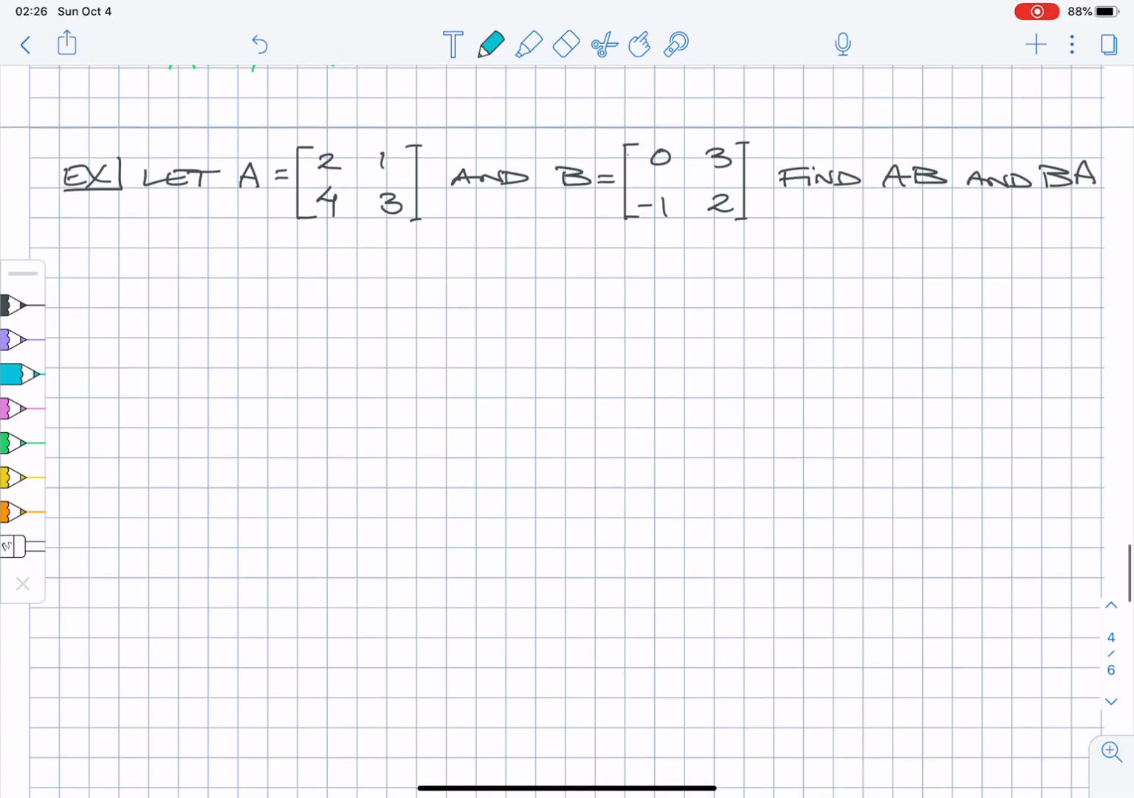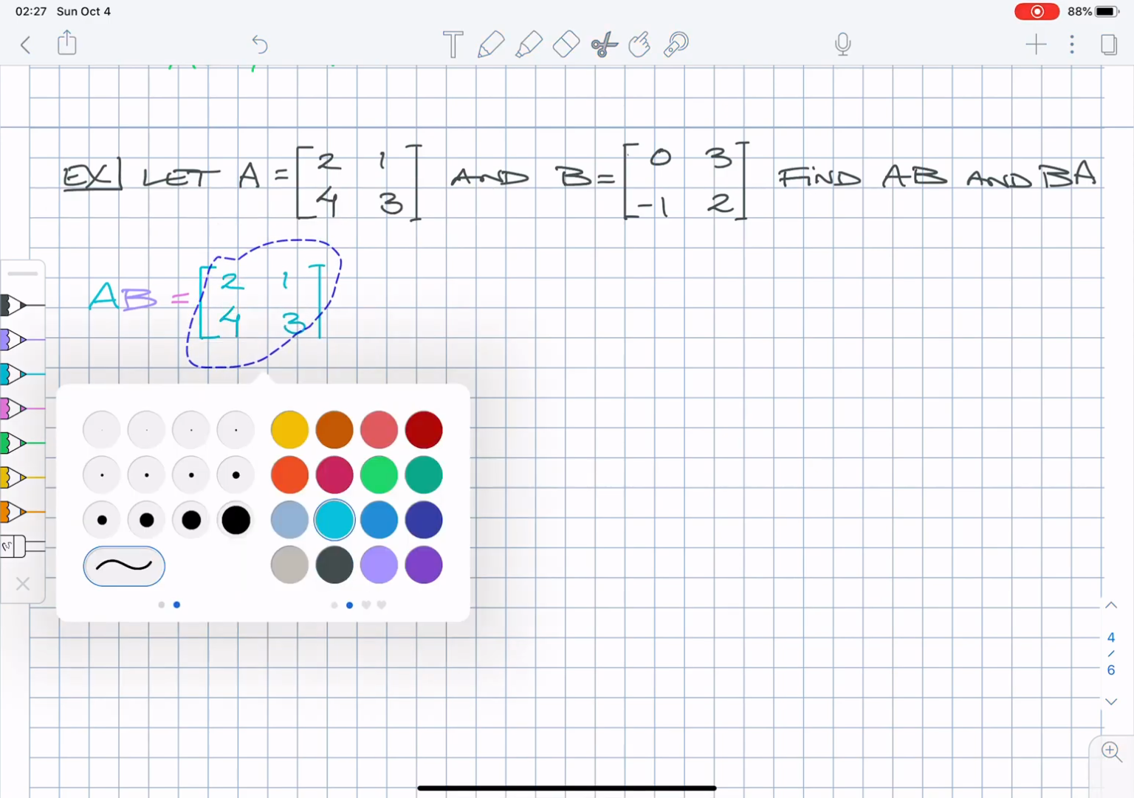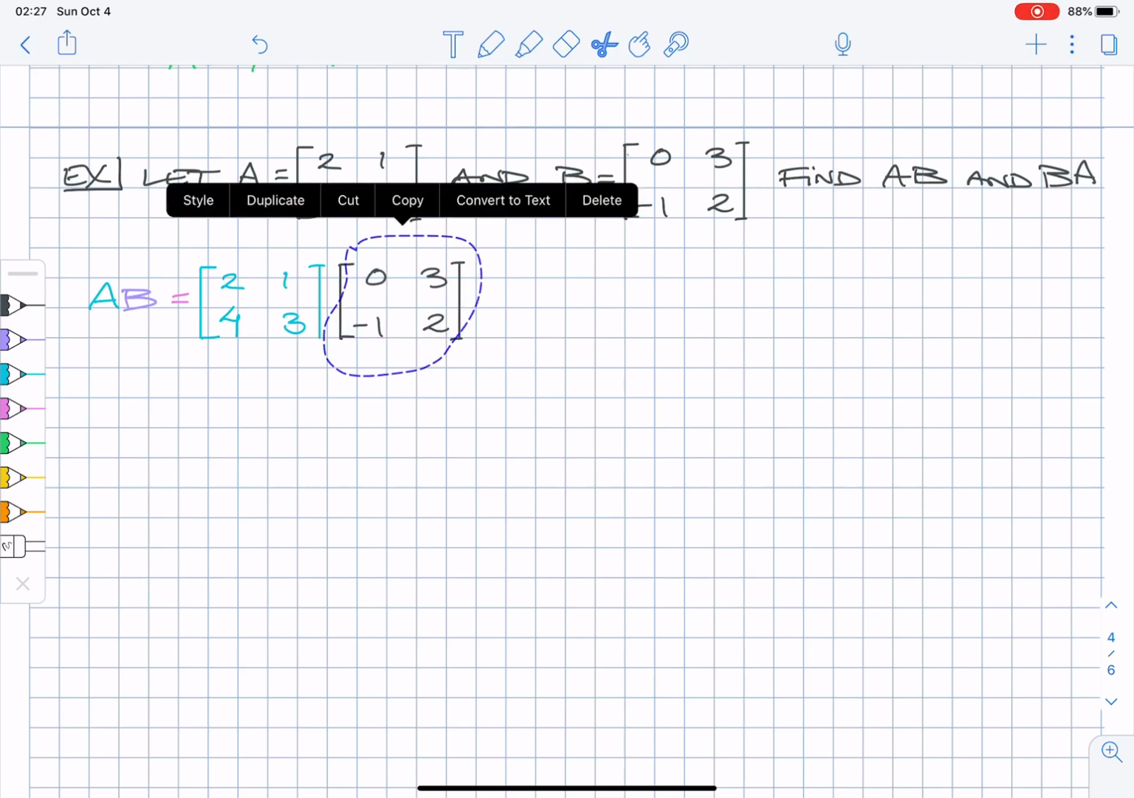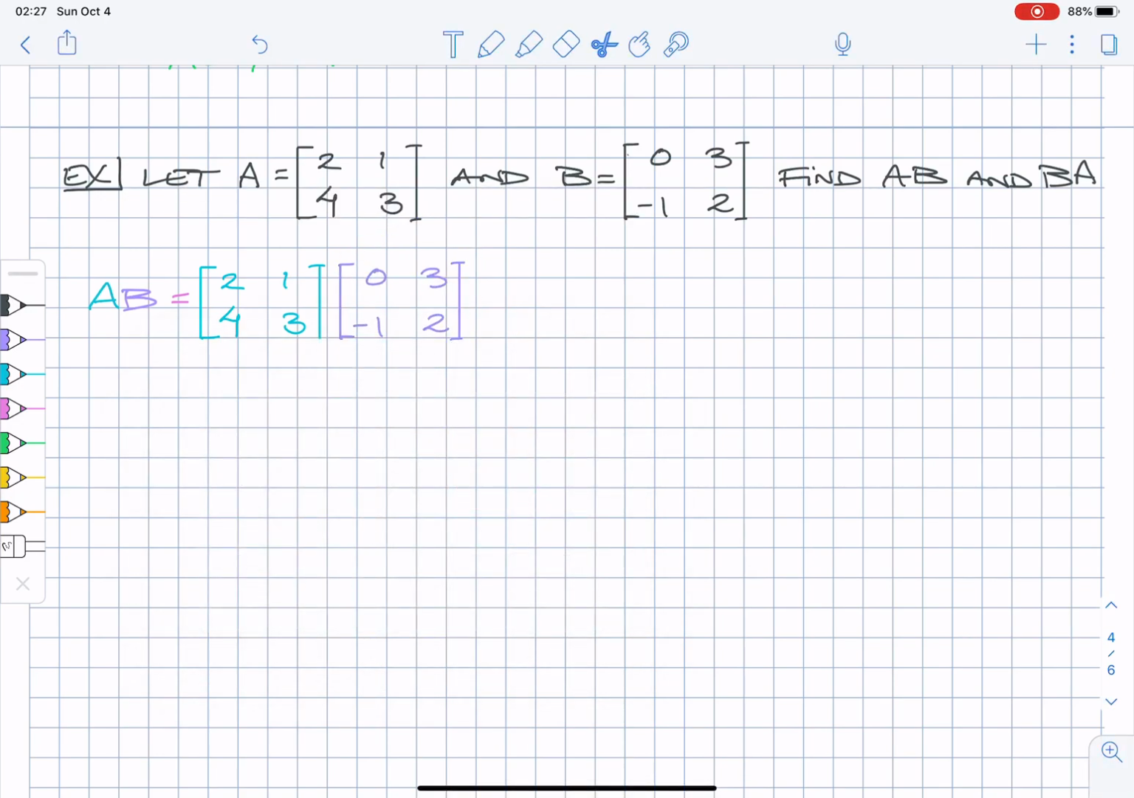Okay, so AB is going to be matrix A in blue times matrix B in purple. Note that the dimensions work out because they're both 2 by 2s. This is a 2 by 2. This is a 2 by 2. So the inner dimensions are fine.